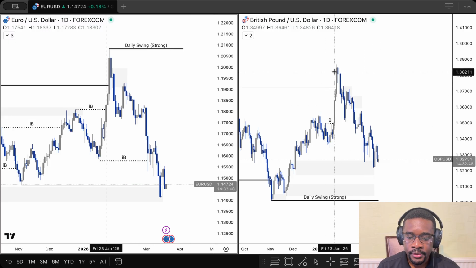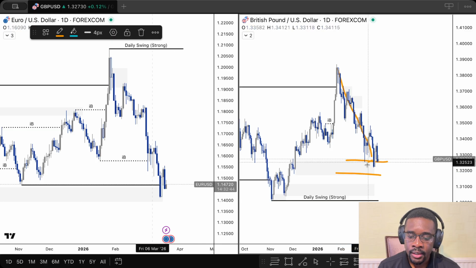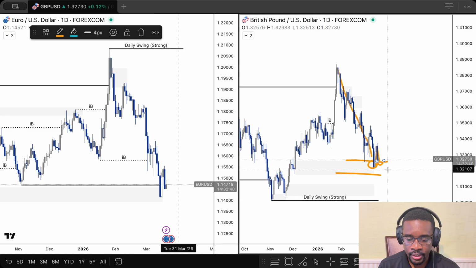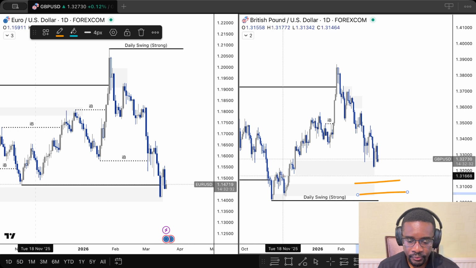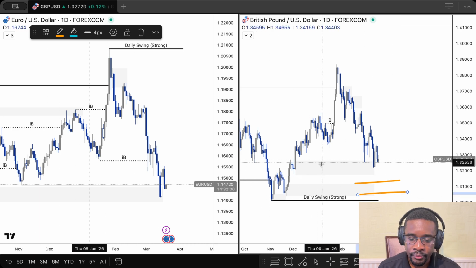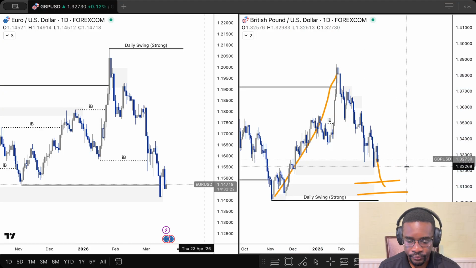For the pound, it's the same thing. We've been pushing down. We've mitigated this area of demand. We've had a reaction, and then we have pushed down again strongly yesterday. But we still have this area of demand at the bottom, which is extreme. And if the trend is to continue bullish, we might see price mitigate this extreme before switching bullish.